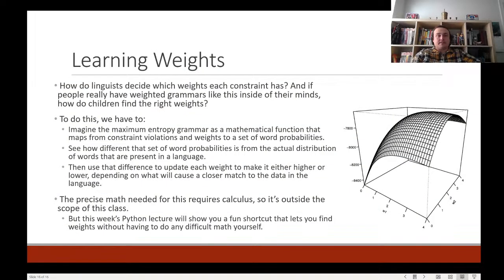All right. So that is the end of the linguistics lecture for this week. Like I said, this week's Python lecture is going to be about making maximum entropy grammars in Python. So if you haven't done that before, which I suspect no one probably has done in Python before, even if you are familiar with Python, I definitely recommend watching the Python lecture.